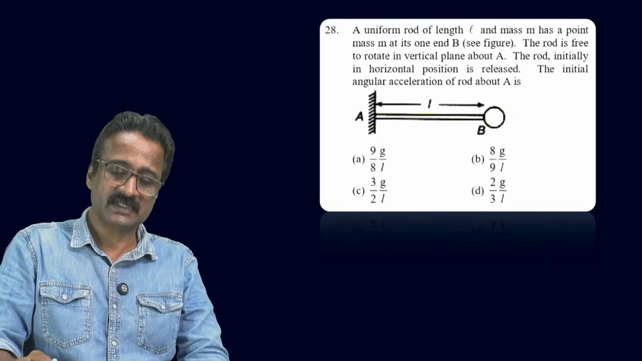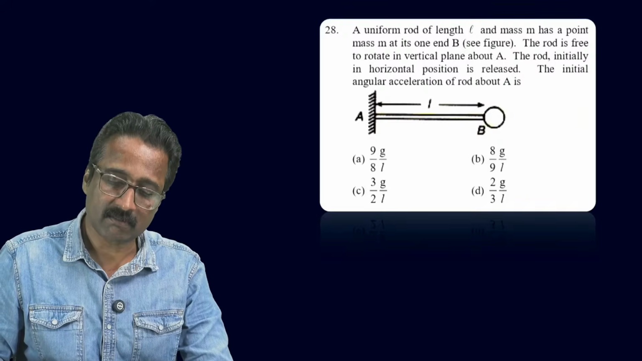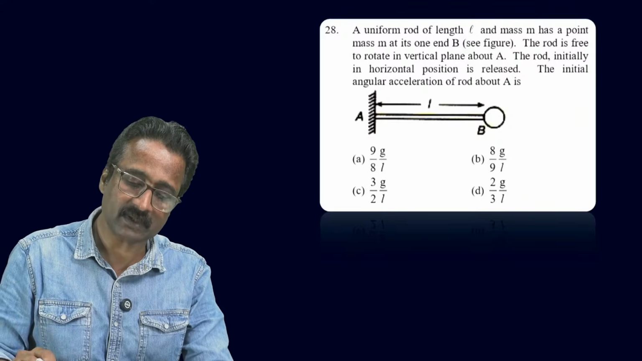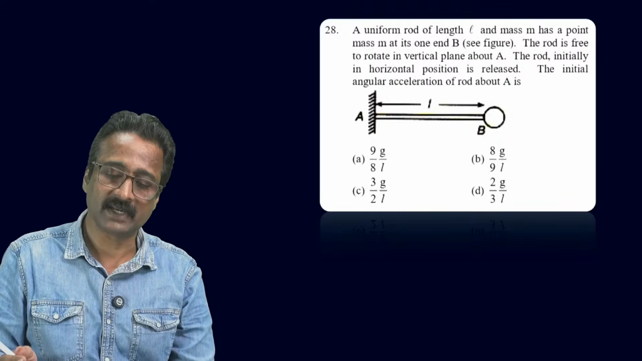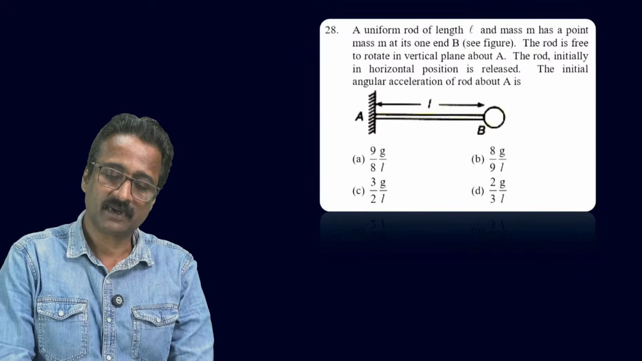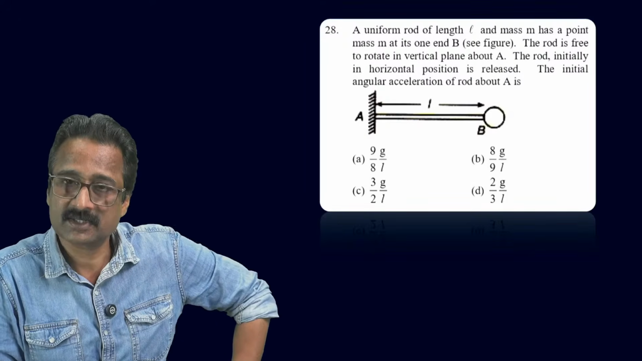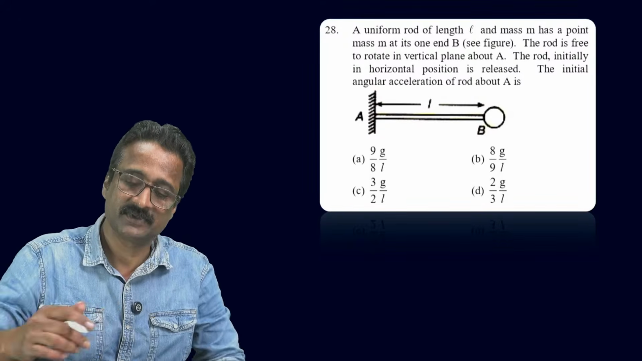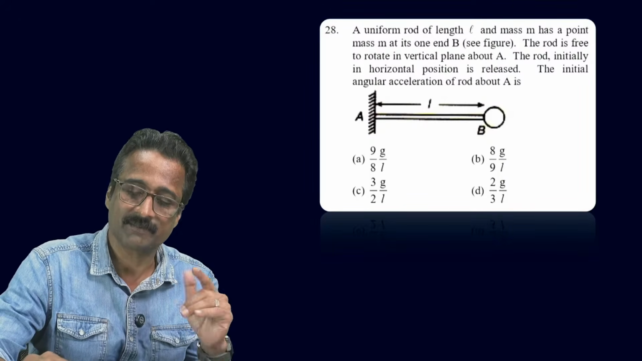Okay, here is the 28th question. A uniform rod of length L and mass M has a point mass M at its end. The rod is free to rotate in a vertical plane about A. The rod initially in a horizontal position is released. The initial angular acceleration of the rod about A is. So please understand how the figure looks like. I have a better figure for you.